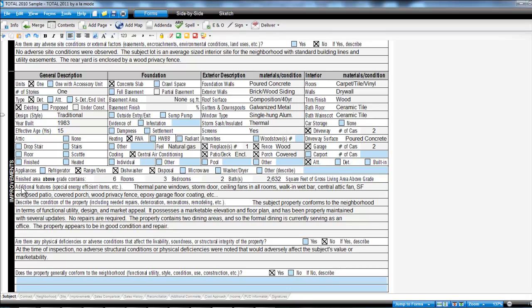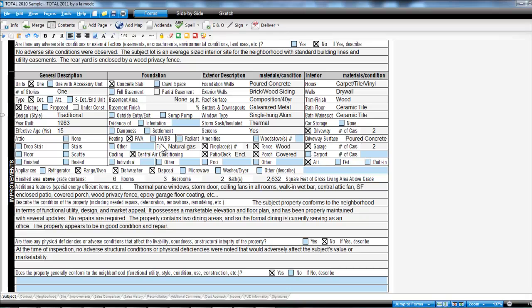A little bit more free-form text here on any additional features, especially energy efficient items, and you can see they've got an example of that here. And then in this section is where you'll want to start highlighting any particular issues or features that are going to differentiate the property, or confirming that the property is in overall similar condition to other homes its age. And so you can see some example text here. And then in particular, if there's any that affect the livability, soundness, or structural integrity of the property, those would need to be called out.